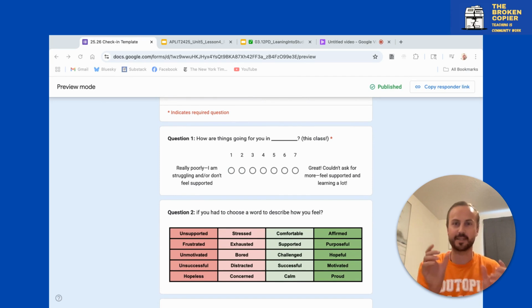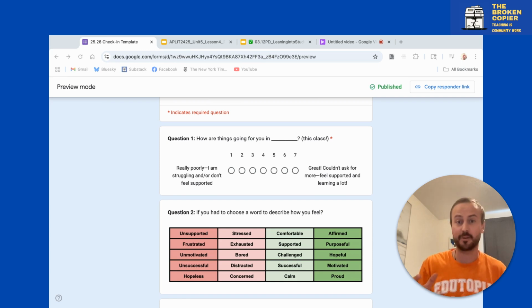I prefer 1 to 7 because it gives some variation. For me, a one is different than a three, and a five is different than a seven. And we use that structure pretty frequently in class. I've seen people do 1 to 6 to remove that middle option. But the goal here is to keep it really simple. Like, hey, gut instinct right now. How is this class going for you?